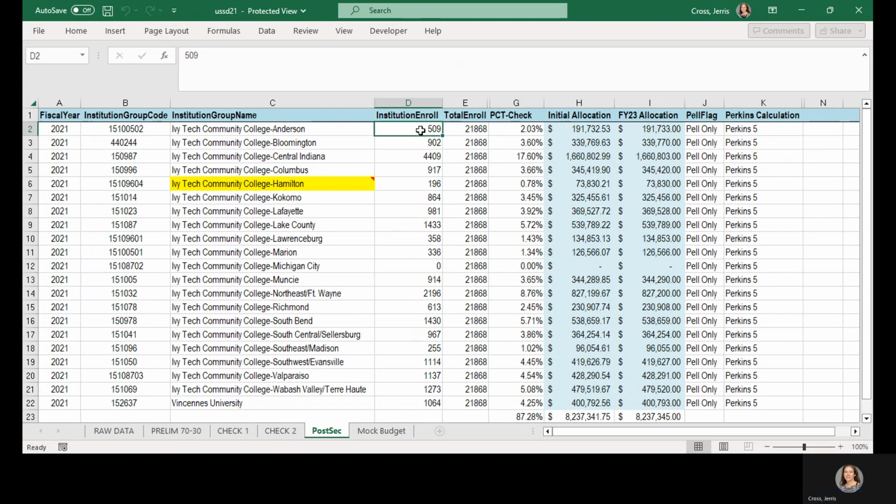We take the Pell Grant students from each of the campuses. We compare that to the total enrollment that we have here. It becomes a percentage, which then becomes a dollar amount. So as you can see, it doesn't add up at the bottom. So again, I have not finished with this one, but it is a work in progress. We don't have the allocation from the feds anyway, so it's not going to be accurate.